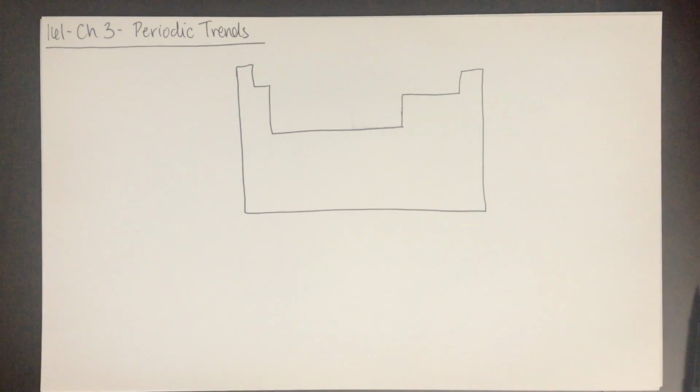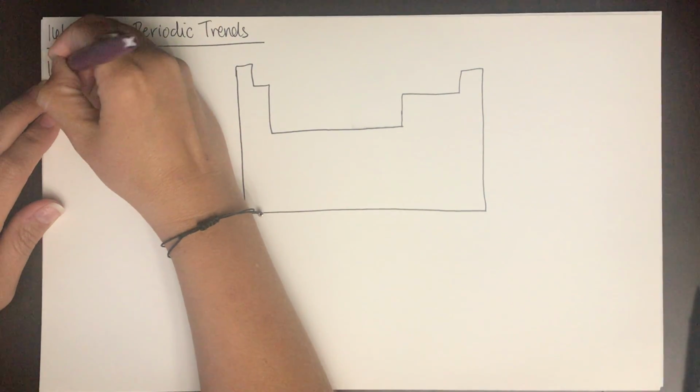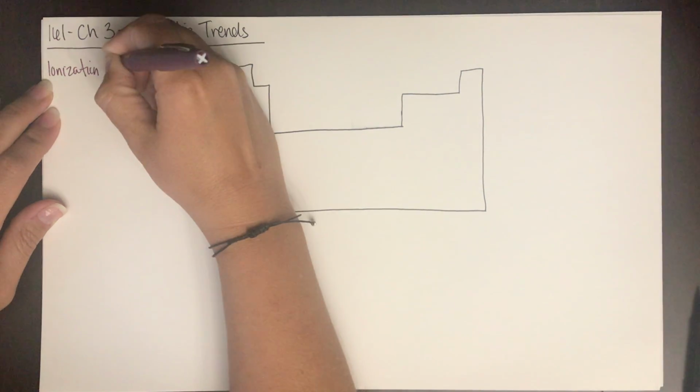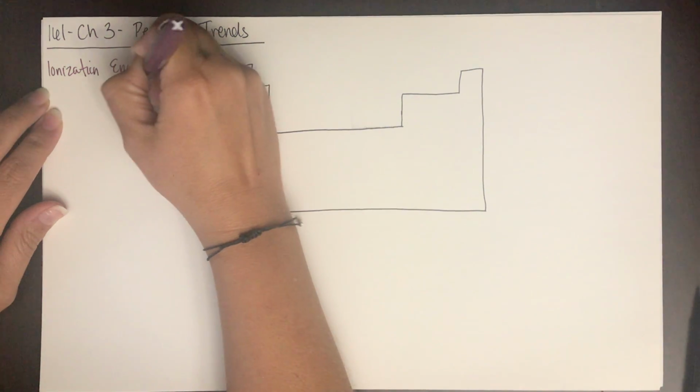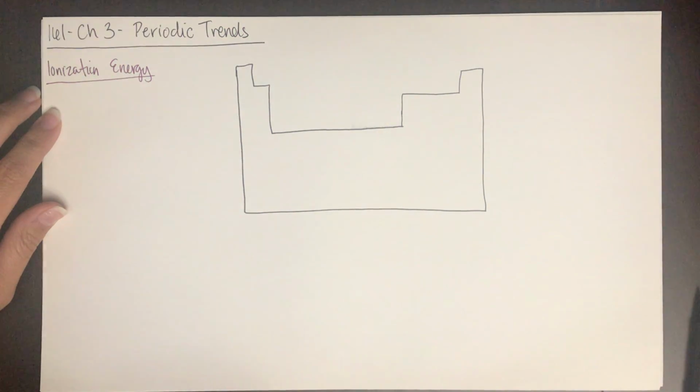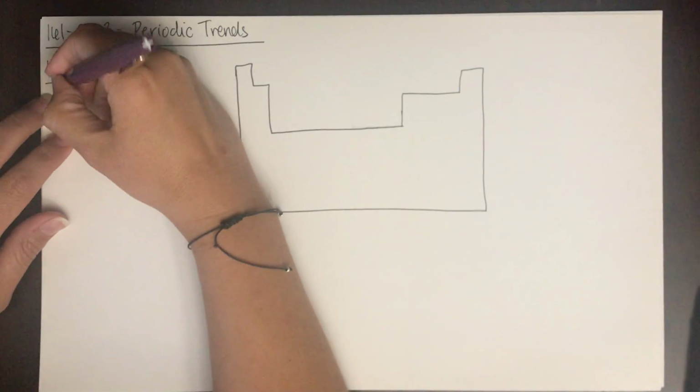So let's start with something called ionization energy. Ionization energy is defined as the energy required to remove 1 mole of electrons from a mole of gas phase atoms or ions. So it's essentially telling you how much energy it takes to remove an electron.